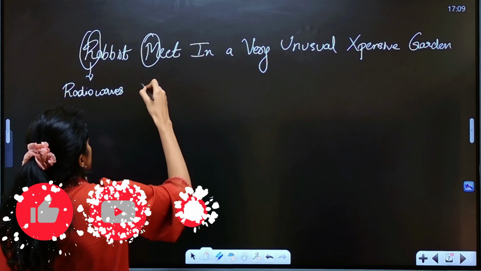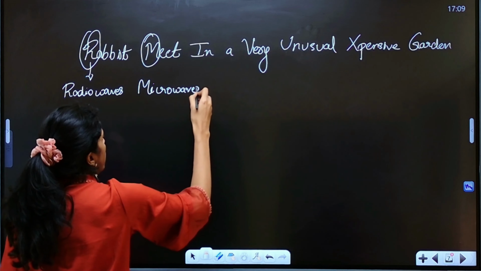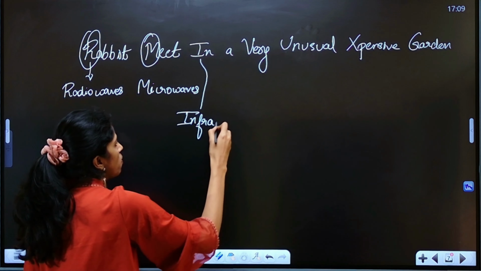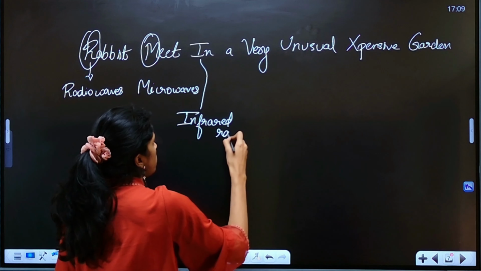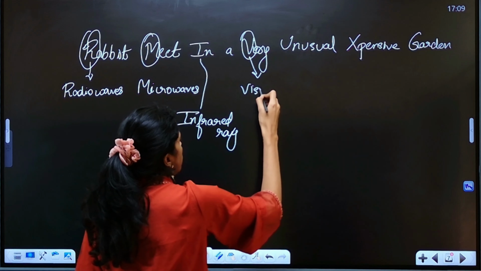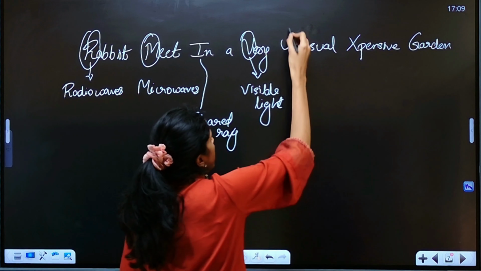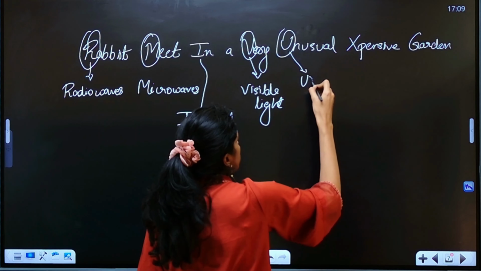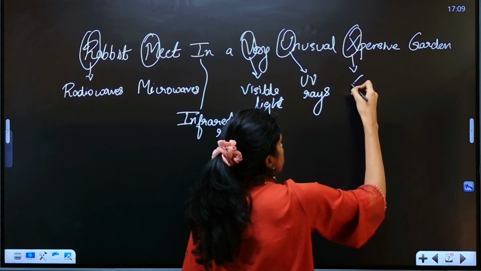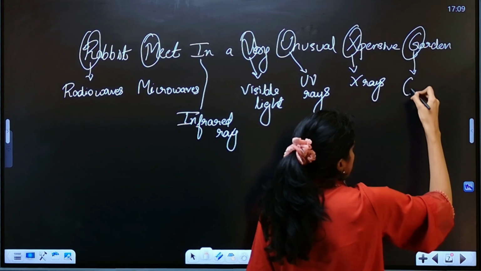Okay, and M stands for microwaves. And I stands for infrared rays. Okay, so V stands for visible light, and U stands for UV rays. Okay, and X stands for X-rays, whereas G stands for gamma rays.